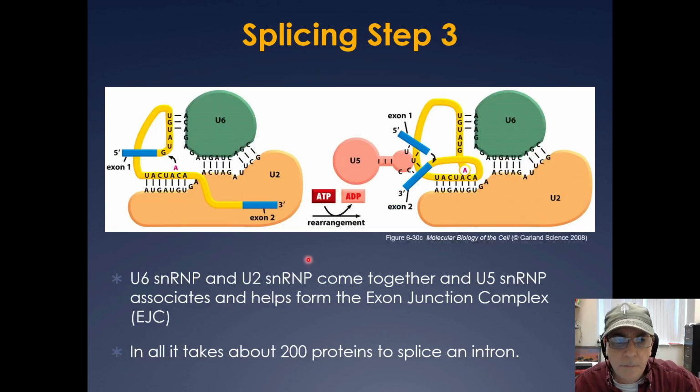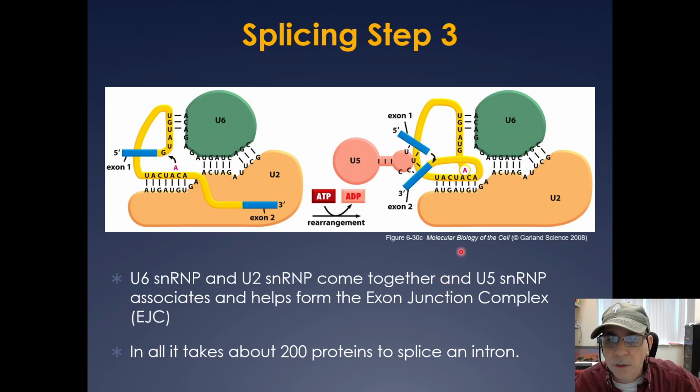And then in the final step of the reaction, you have U6 bound to one end, and that's associated with U2. It brings them together, and the transesterification reaction between the A that forms the Lariat structure and the G on the 5' end of the intron is formed, and then U5 can come in and help to join the 3' end of exon 1 with the 5' end of exon 2.